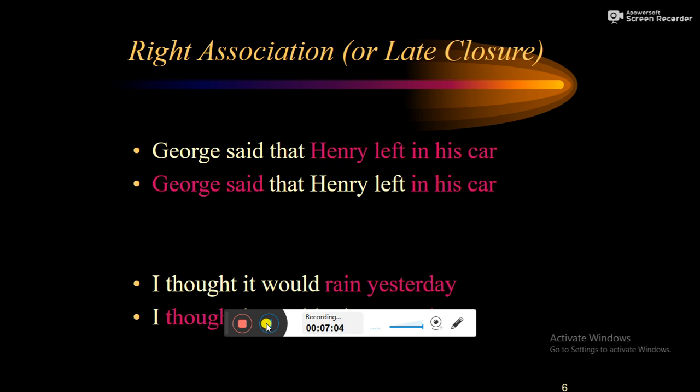Same for explanation of the same, another sentence is taken into consideration. "I thought it would rain yesterday." Similarly, another stress point would be "I thought it would rain yesterday."